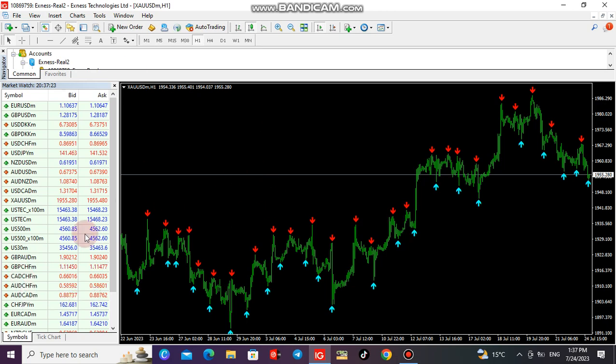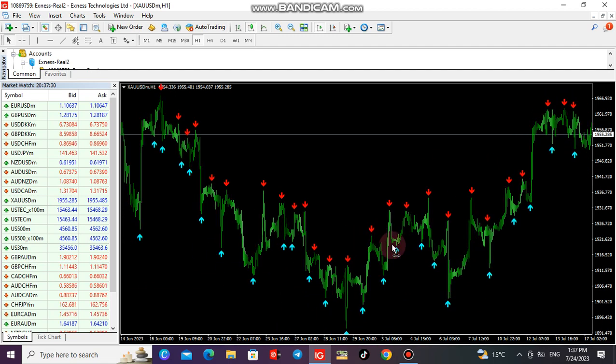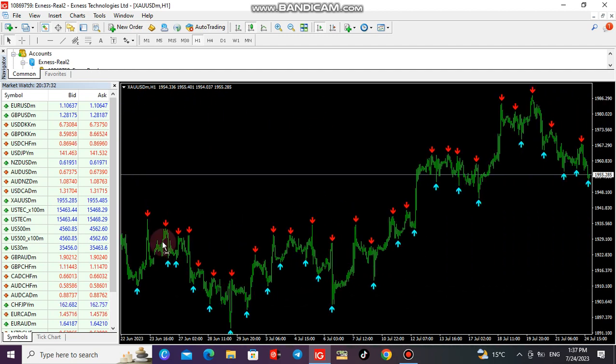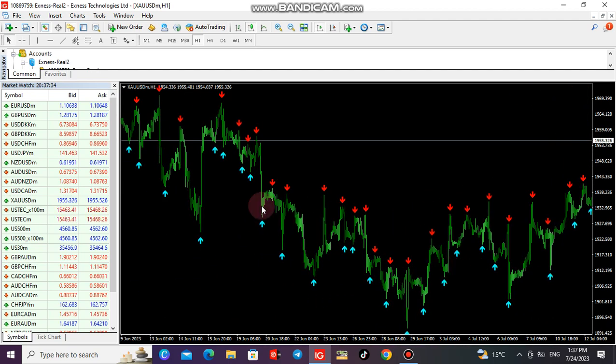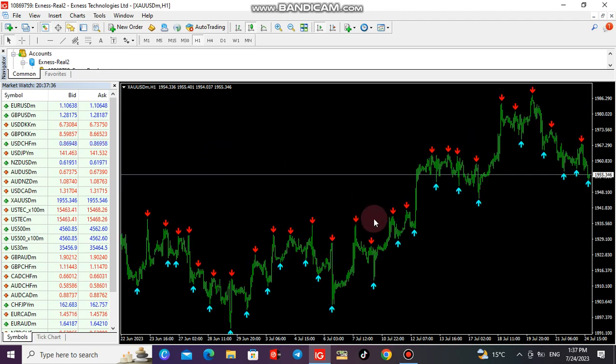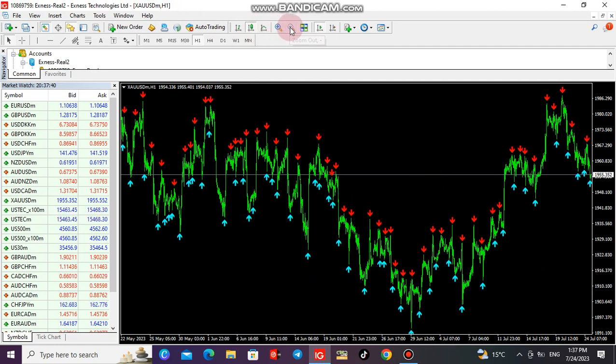As you can see, I'm already having the indicator on gold. I wish I could zoom out as much as I can for you guys to see, but I think this is the furthest I can go at the moment.